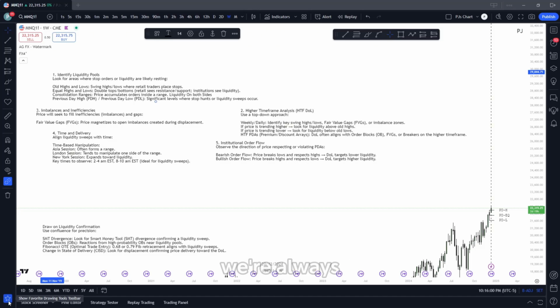For number two, we're always going to be using a higher time frame analysis and using our high time frame draw and liquidity. We use a top-down approach using the weekly to daily to identify key swing highs and lows. Obvious fair value gaps are where we have obvious imbalances that need to be balanced. If price is trending higher, we look for liquidity above old highs, and if price is trending lower, we look for liquidity below old lows.